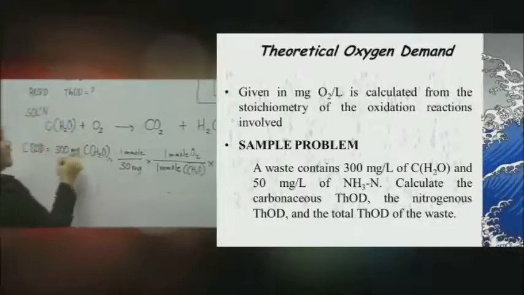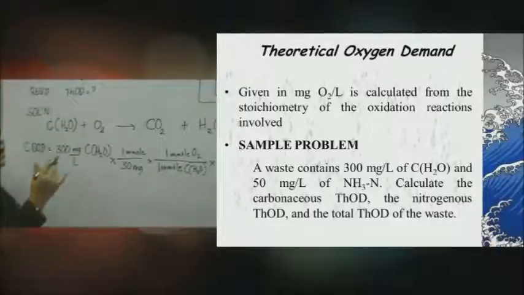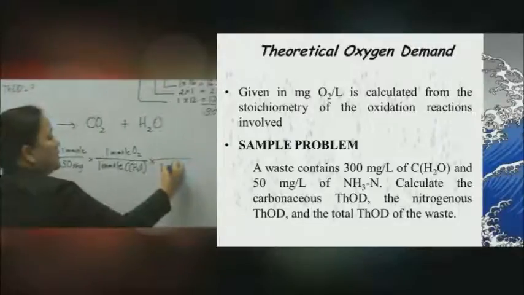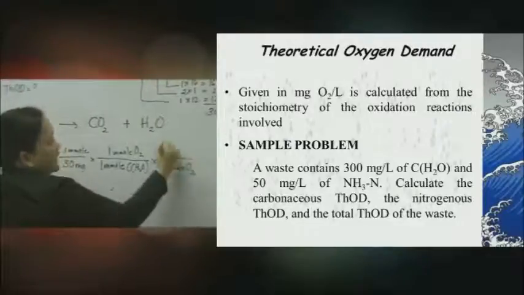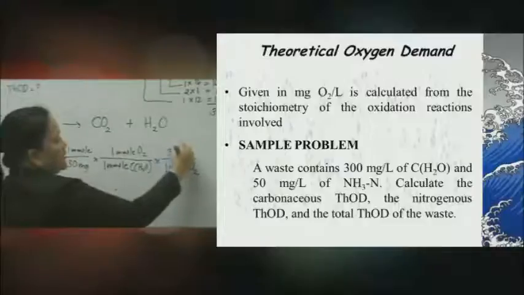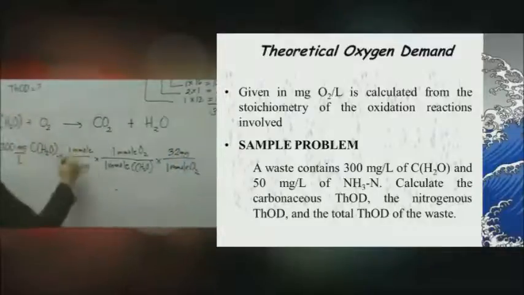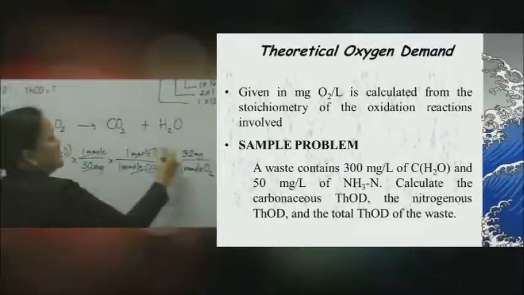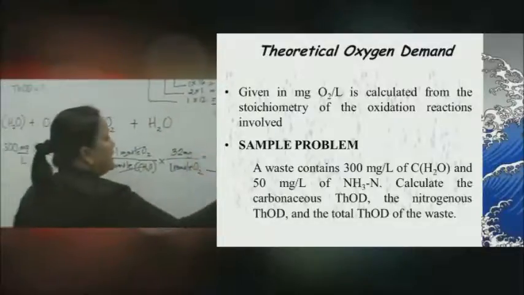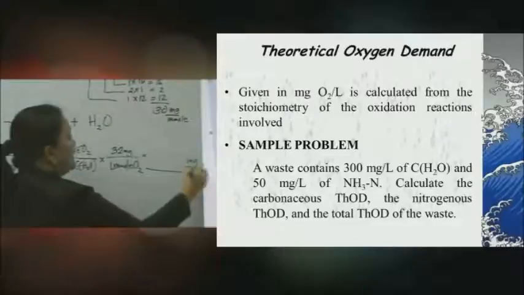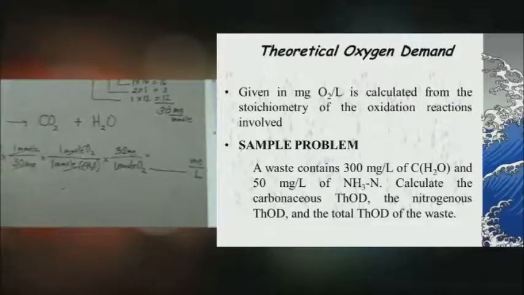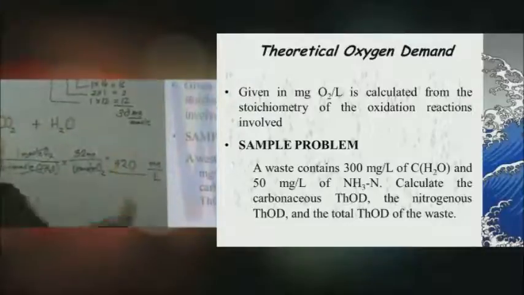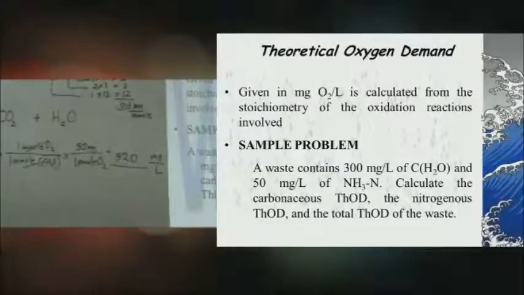However, to compute for the oxygen demand, we know that 1 millimole of oxygen is equal to 32 milligrams. So we cancel units, and finally we have the value in milligrams per liter. The value is 320 milligrams per liter, or ppm.